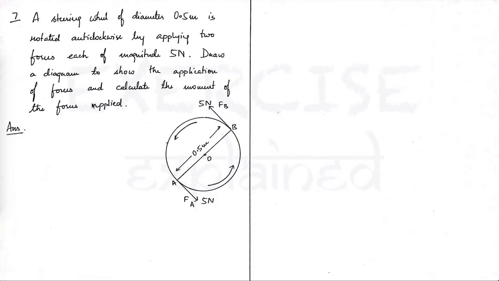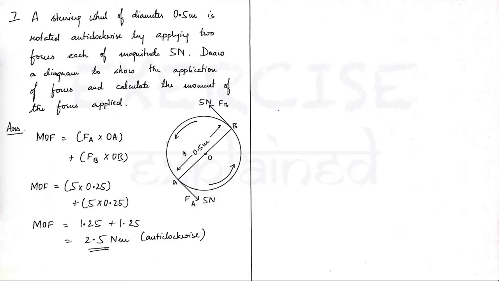So for finding the moment of the forces applied, we can add the individual moments. So for this, that is Fa, it's going to be Fa into perpendicular distance between O and A, because the steering is always pivoted about the center or fixed about the center. So it's going to be Fa into perpendicular distance, that is OA. So I write it as Fa into OA, plus Fb into perpendicular distance, that is OB. So I can write it as Fb into OB.